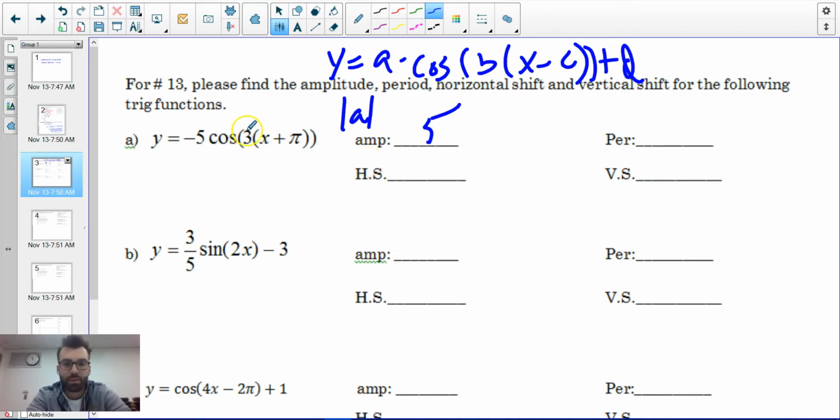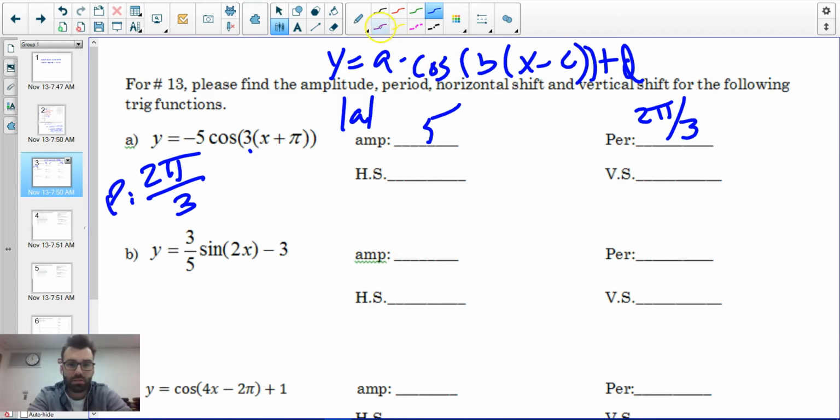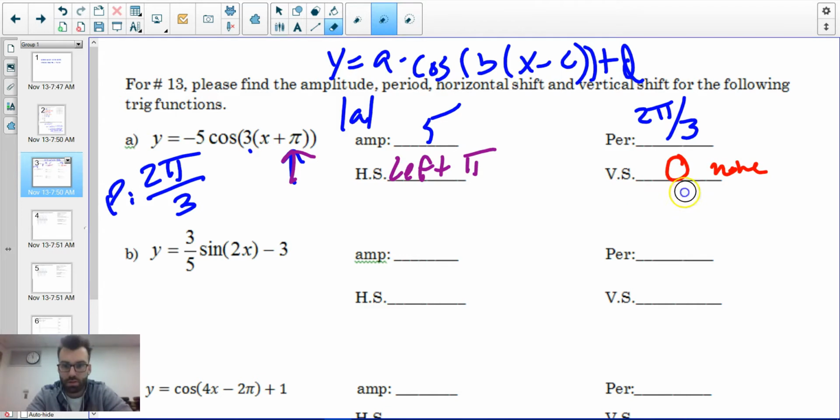The period is 2 pi over my B value, which is factored out for me, and that's 3. So my period is 2 pi divided by 3. The horizontal shift is my C value, which is here. That's negative, so that's left pi. And I'm adding 0, so there is none. You could write none as well. Maybe none will be easier. Just write none.